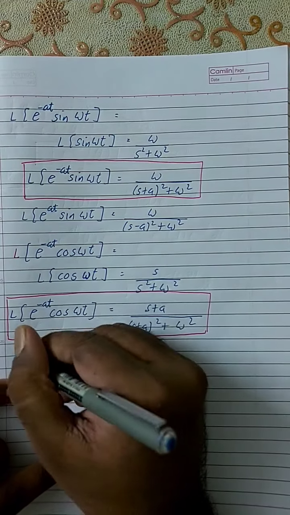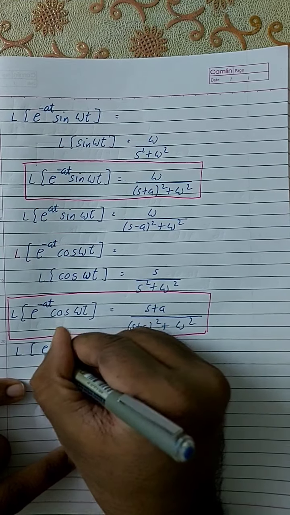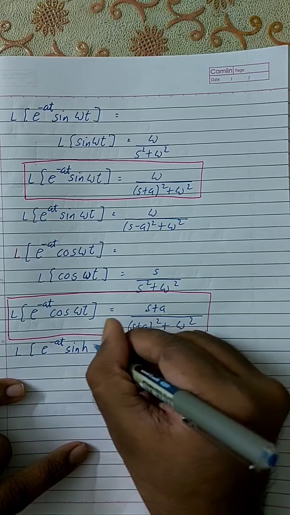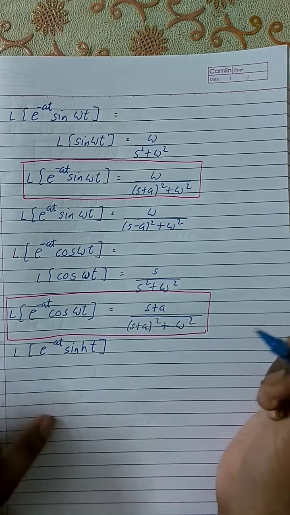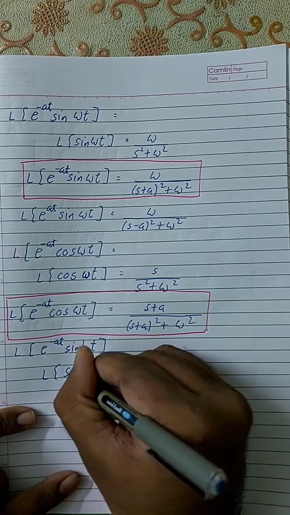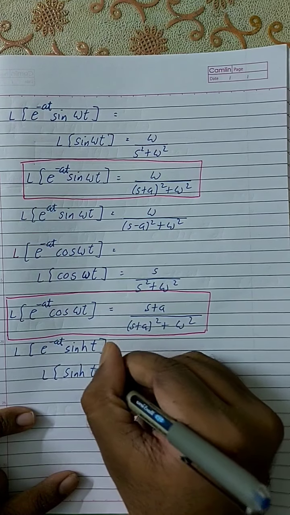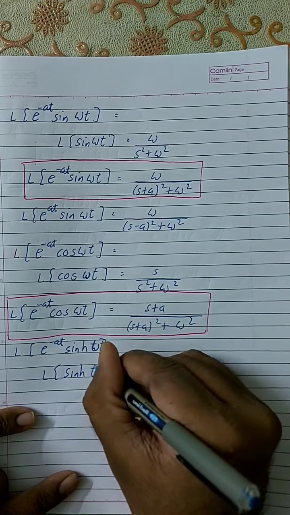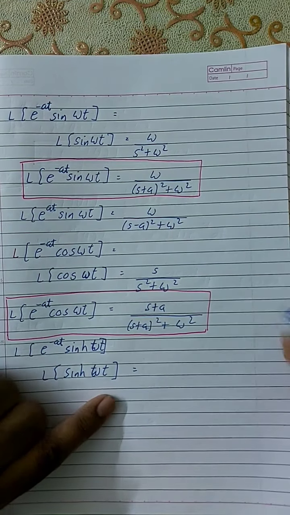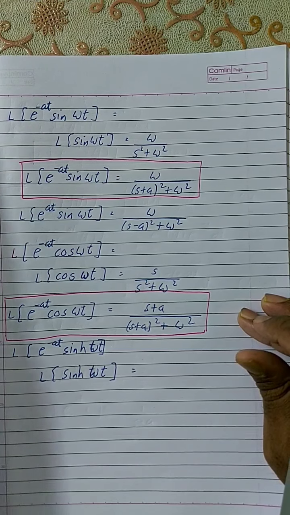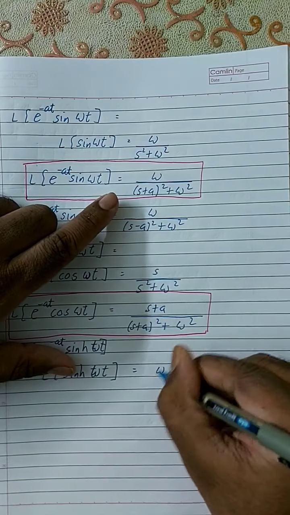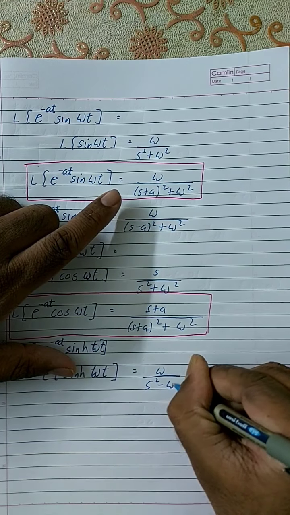Likewise, now I can also find the Laplace transform of e raised to minus at hyperbolic sine function, sinh omega t. Now you can find the Laplace transform of this. We already know that the Laplace transform of sinh omega t is equal to omega by s square minus omega square.